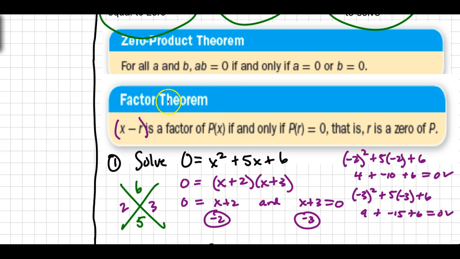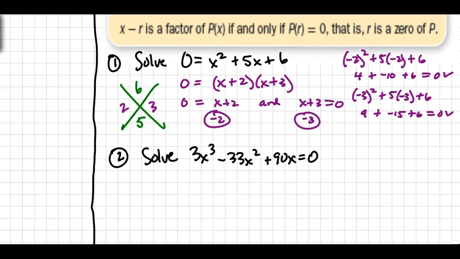So the factor theorem is super simple and super useful. Let's continue on and try some more practice questions. Again, we're asked to solve. Our first job is to try to factor it and then set the factors equal to 0.